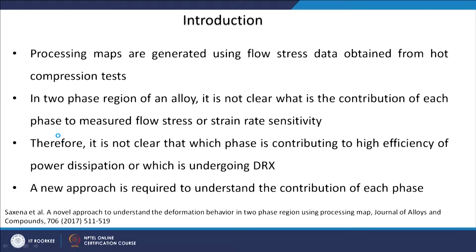Already in the zirconium niobium alloy in our work on the constitutive equation, we have seen from activation energy calculation that the alpha phase is the dominant phase. So, we wanted to see whether we can see it in the processing map also. To understand the behavior of these two phases in a two phase region, we should have some new input to the processing map.